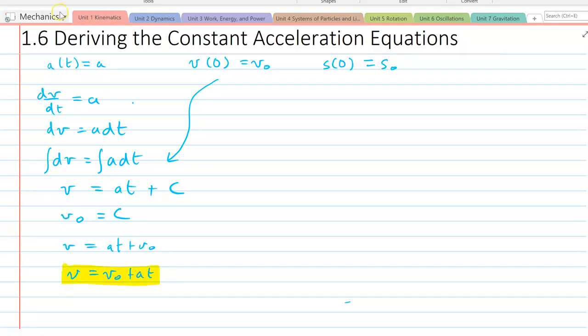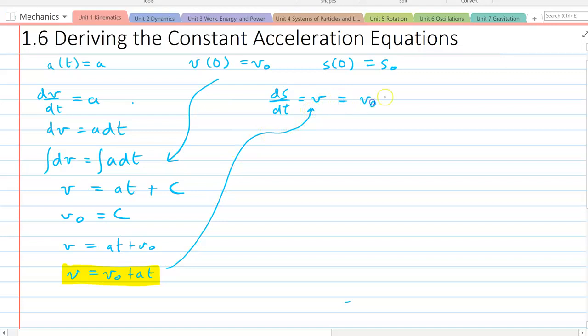Now let's derive the second one. The second one, we have to use a very similar idea, but now use position. We know that ds over dt is equal to v, but from this one we know exactly what v is equal to, right? v is equal to v naught plus at. Now we use separation of variables. ds is equal to v naught plus at times dt.